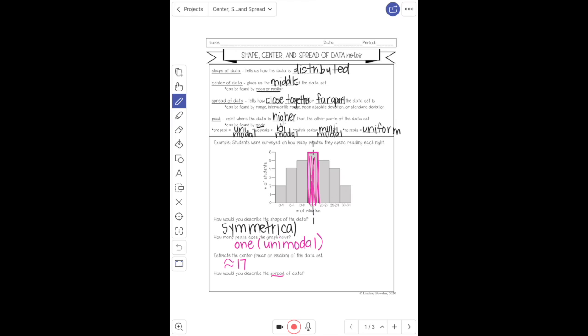Then they want to know about the spread. Remember, the spread is how far apart my values are. This is kind of difficult to do with a histogram because we know that our values start at 0 and go to 34, but that doesn't necessarily mean that somebody studied 0 minutes, or that somebody studied 34 minutes. But if we would describe the spread, we would say that it was relatively spread out. We have 0 minutes to 30 minutes. So for this particular one, we're just going to make a general statement that the data is relatively spread out.